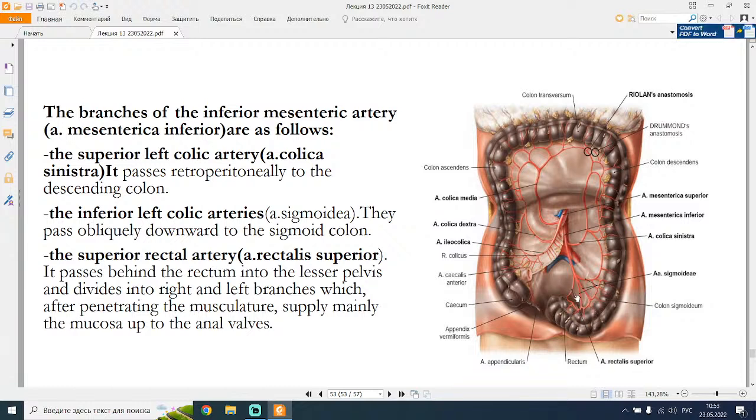The next artery, arteria rectalis superior. Arteria rectalis superior passes behind the rectum into the lesser pelvis and divides into right and left branches, which after penetrating the musculature supply mainly the mucosa up to the anal valves.